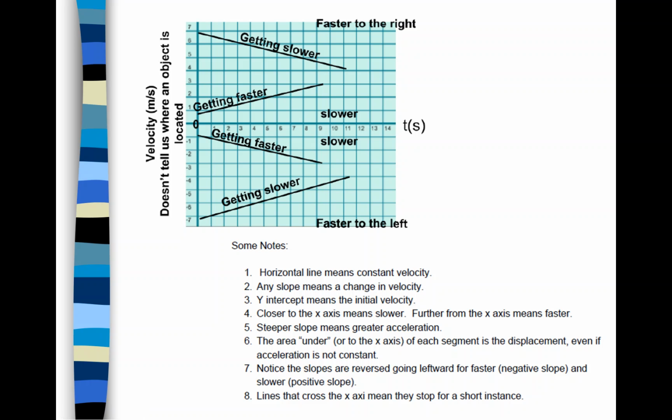Just like the y-intercept of a position time graph is going to be my starting position, right? It's going to be your starting whatever the value is. If I had an acceleration time graph and I said, what's the y-intercept of that? That'd be my starting acceleration. Well, we're not really going to deal with changing acceleration, so meh. Number 4, closer to the x-axis, the horizontal, means slower. Further away means faster.